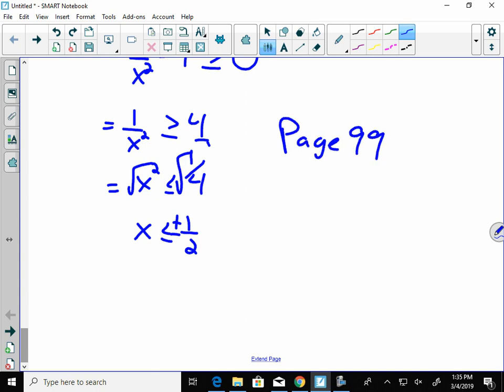Okay, on page 99, you're only doing the domain today. Don't solve for the range on any of this stuff. And then we're going to redo all the same questions, except solve for the range. It'll be good because you've already done the work, so tomorrow will be even easier.